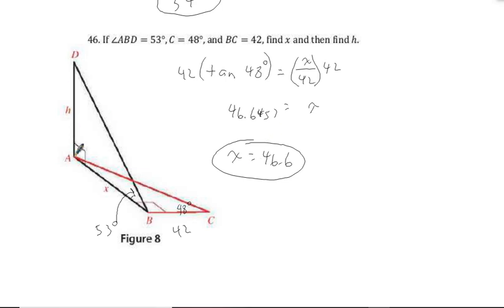Now we're going to look at the black triangle ABD that's sort of sticking up out of the page. We know side X now is about 46.6, and we're trying to find H. We're given angle 53. So again, we have the opposite side H and the adjacent side 46.6. Tangent of 53 degrees equals H over that answer that you have in your calculator, which is what we're going to multiply both sides of the equation by.